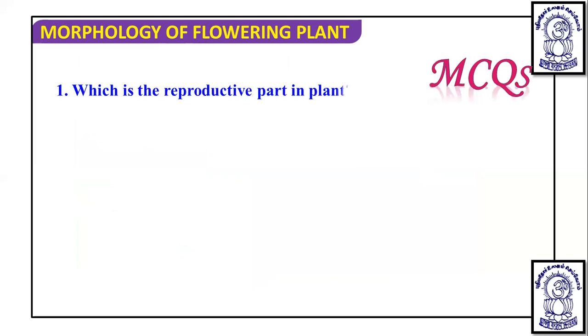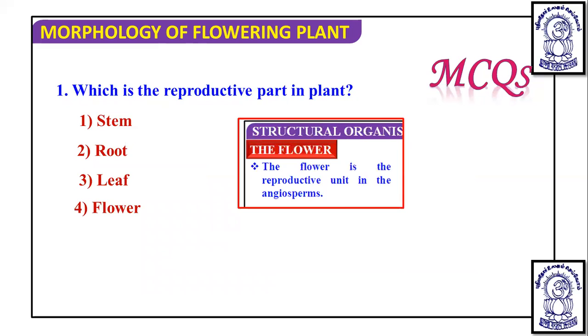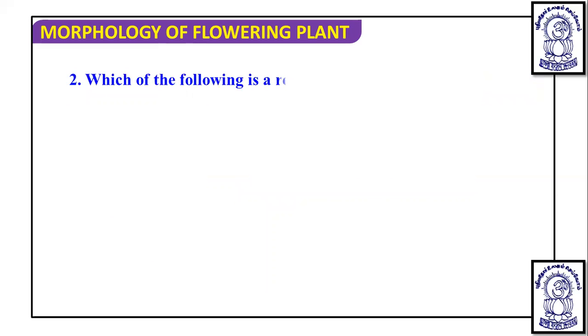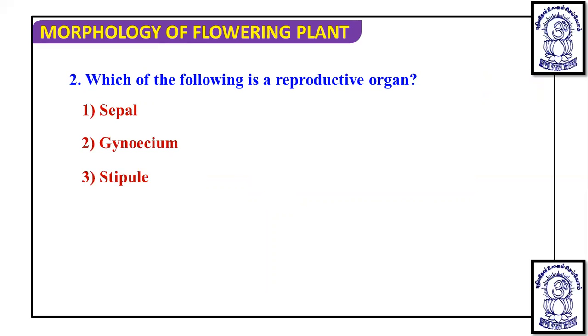Now let's talk about some easy questions. Which is the reproductive part in plant? Dear students, it is the easiest question which we know very well, because stem, root, and leaf are the vegetative parts. So flower is a reproductive part. Okay. Now, which of the following is a reproductive organ? Sepals, gynoecium, stipule, and calyx. Okay. We have just studied that calyx is a non-essential or accessory organ or non-reproductive organ. So it cannot be the answer. Okay. Sepal is a group of sepals, the group is calyx itself, so it should not be the answer.